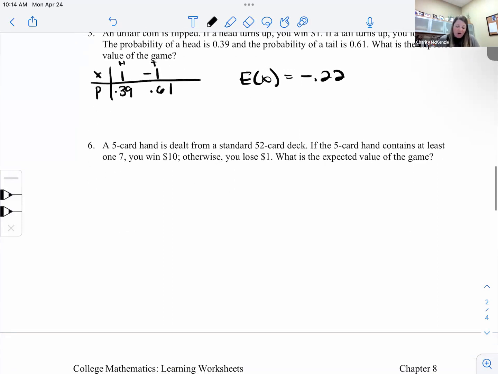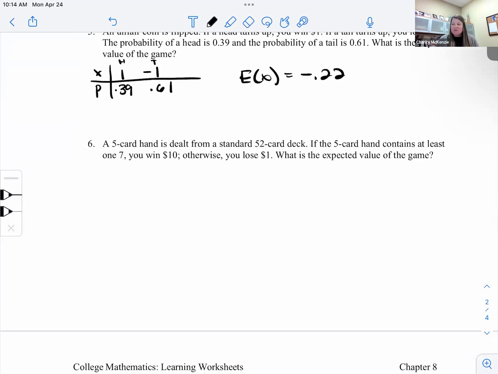Okay. A 5-card hand is dealt from a 52-card deck, right? If the 5-card hand contains at least one 7, you win $10, otherwise you lose $1. So this one, let's do some probability stuff.